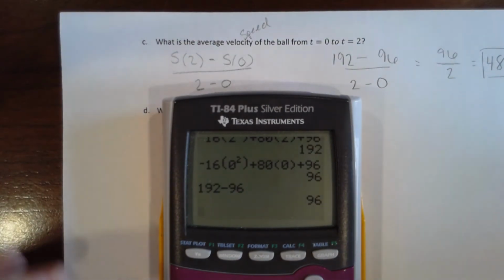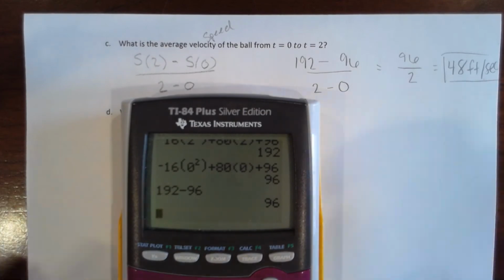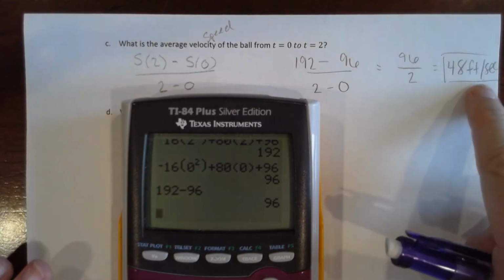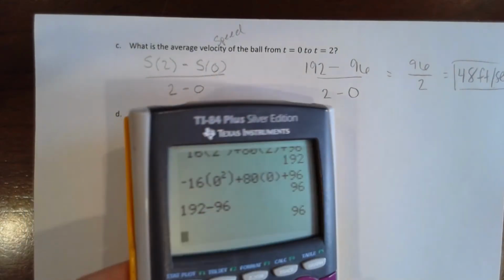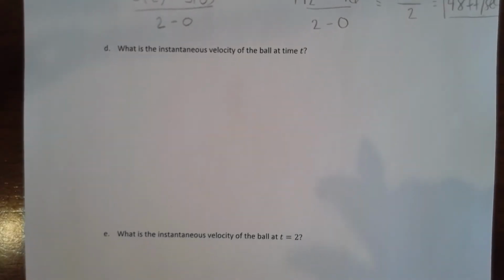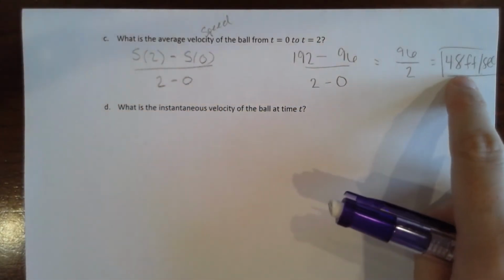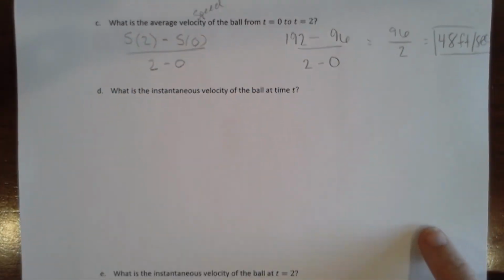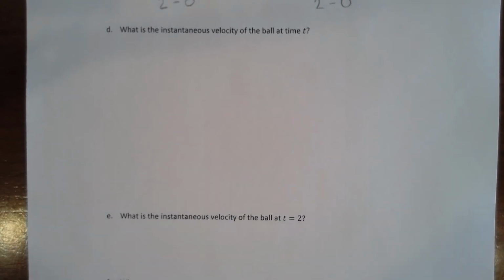So that's how fast it's moving, 48 feet per second on average, right, between time of 0 and time of 2. At time 0, it might be moving a lot faster. At time 2, it might be moving a lot slower. We don't really know, but on average, this is how fast it's moving. Okay, now part D here is where we're getting into our instantaneous velocity. So this is just our average speed over a period of time. This is going to tell us at time blank, it's going this fast. Okay, so not an average, but at a specific time.